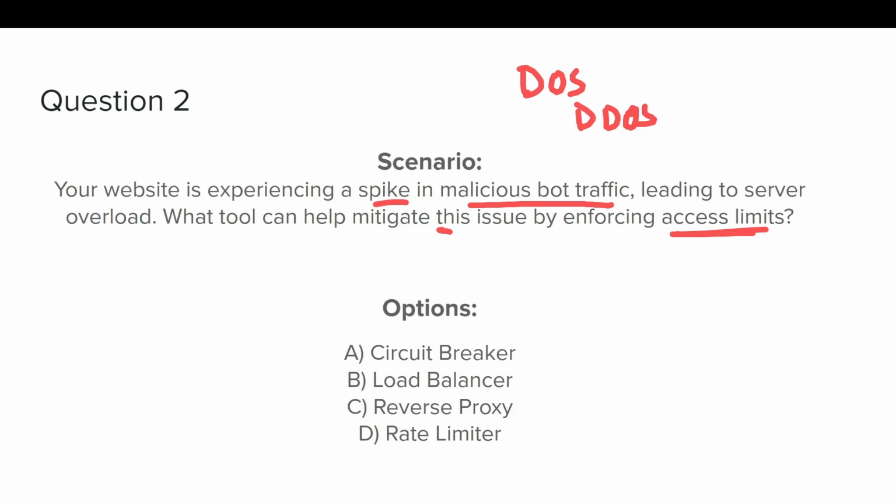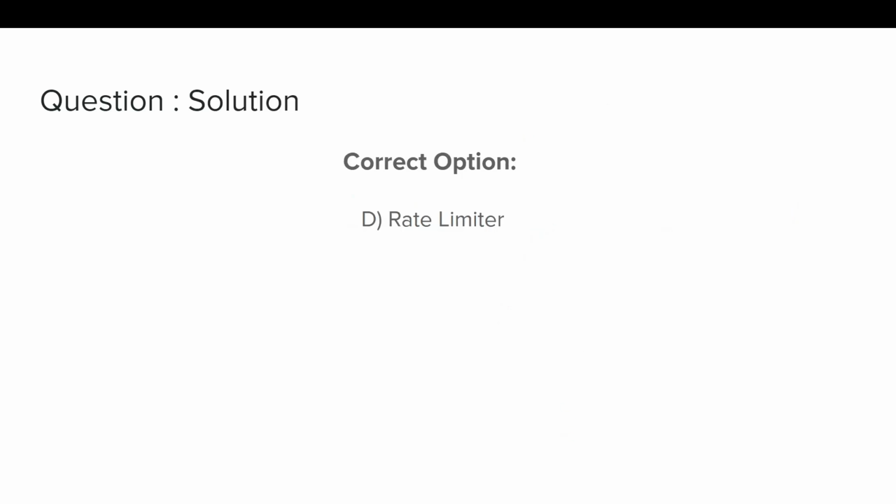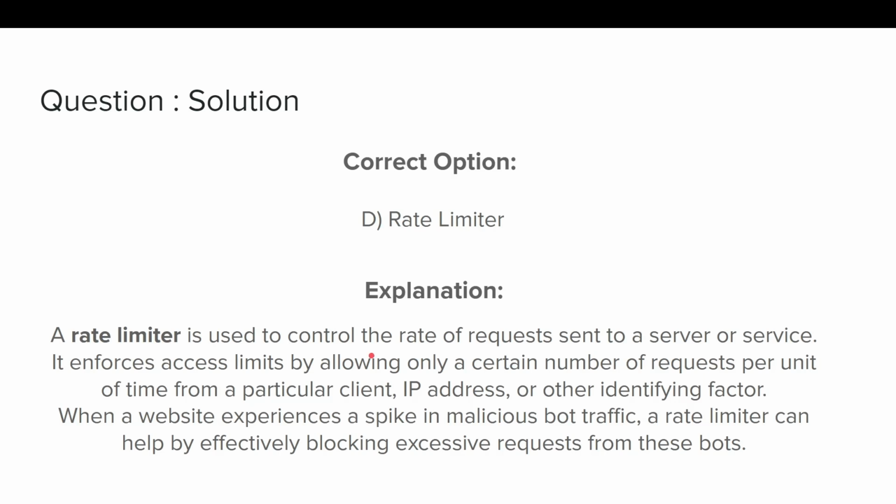These are the options. The correct answer for this is called rate limiter. Why? Rate limiter will help to control the rate of requests sent to a server or the service. It enforces access limit by allowing only a certain number of requests per unit of time. Certain number of requests per unit of time is the important thing. It can come from a particular client, IP, or other factor. There are many rate limiting algorithms also.